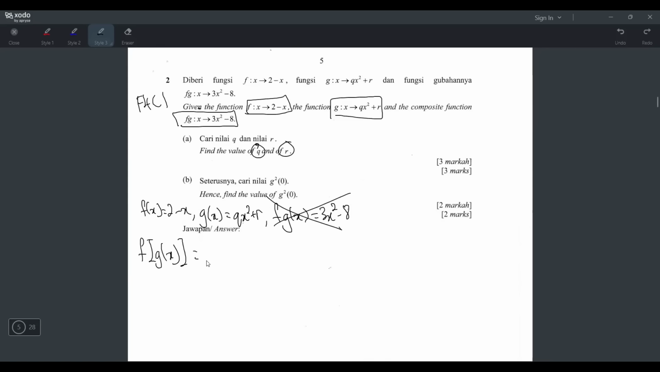Yang ni jangan tengok dulu. Lepas saya cari yang saya sendiri punya, baru saya banding dengan ini. Baru saya compare dengan ini. Sekarang saya nak cari saya sendiri punya. Alright, so kita buat dalam dulu.